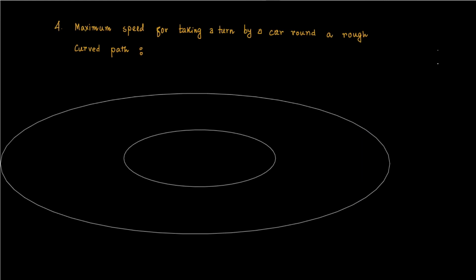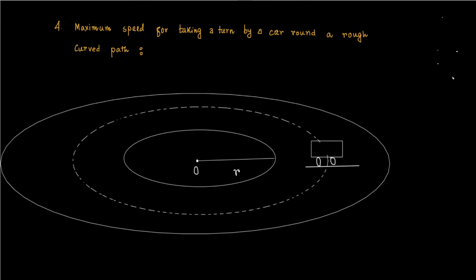So we should consider a circular orbit or circular path or curved path which is rough, and it will offer frictional force against the motion of the car. R is the radius of the curved path, O is the center, and this is a car with two wheels. The car will be moving along this imaginary circular orbit. The car has tangential velocity. V is the tangential velocity with which the body will be revolving in this curved path.